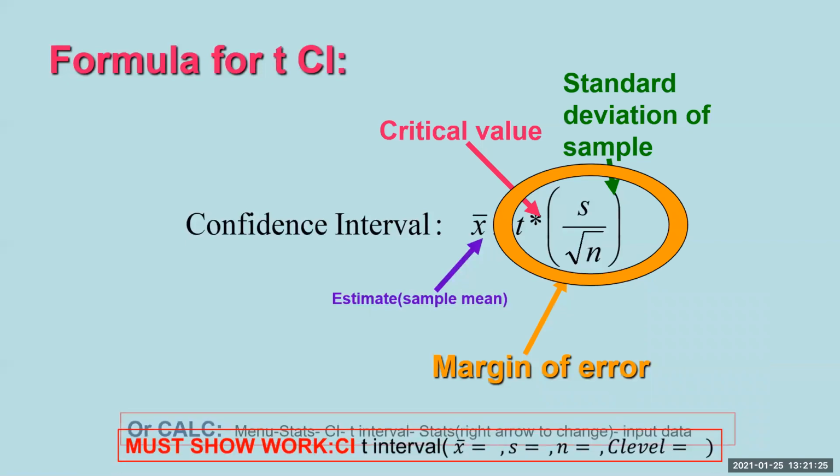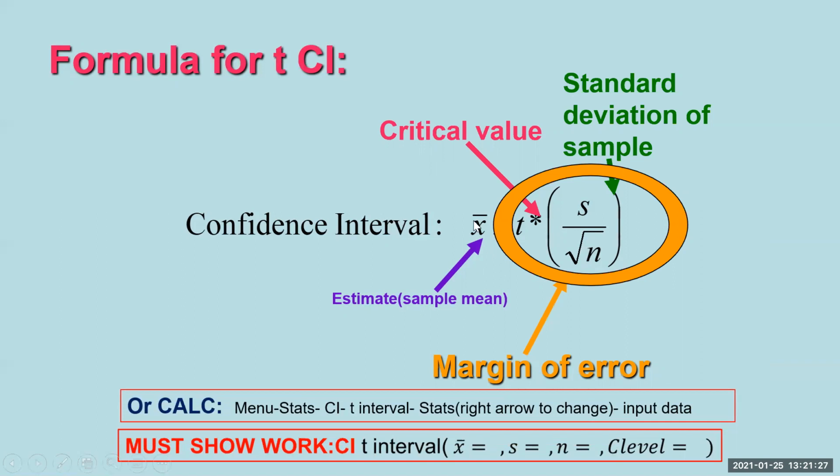But the good thing is we can also let the calculator do the work. If you don't want to write out the formula, we can find it on the calculator by hitting menu, statistics, confidence interval, t-interval. And again, you're going to choose stats if you have the mean and the standard deviation. If you have actual data values, you're going to use data. But if you're not writing the formula, here is how you show calculator work. You have to write CI, name this test, the t-interval, and in parentheses, everything the calculator asks for. Make sure to label your variables.